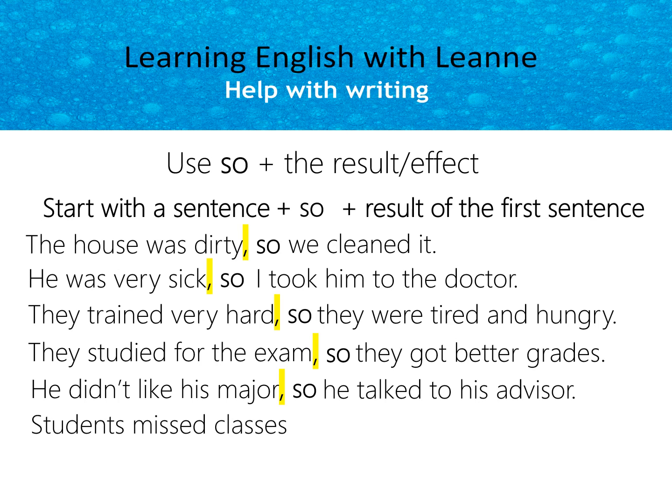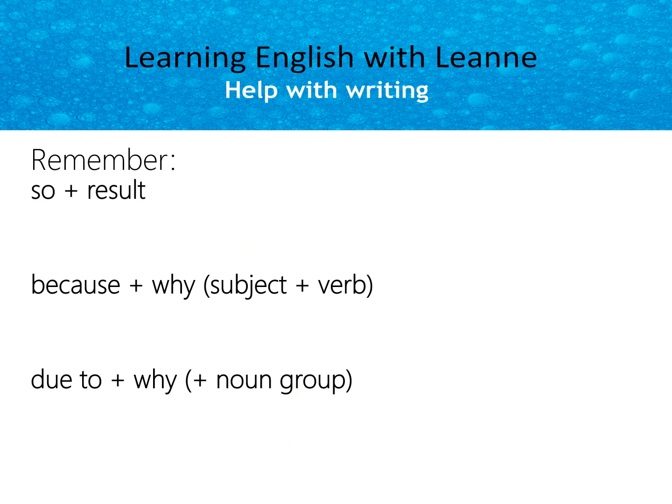And the last example, students missed class. What is the result of students when they miss class? So they didn't know what to do. The result of missing class. They didn't know what to do. So remember, we have so and we add the result to the end of the sentence.